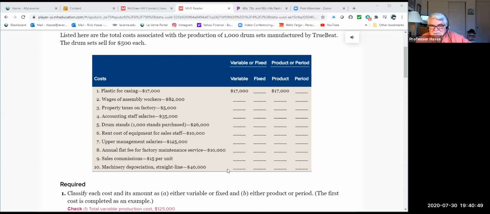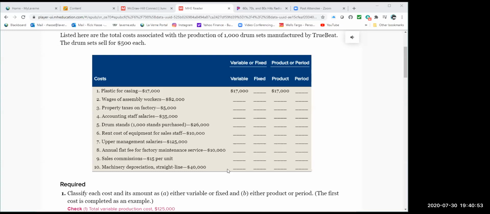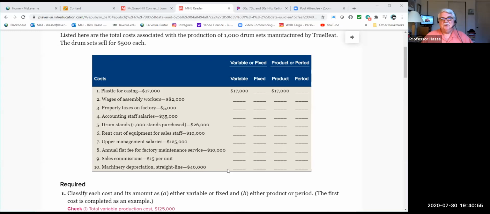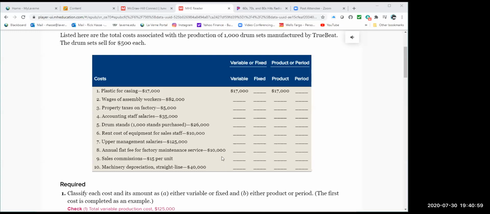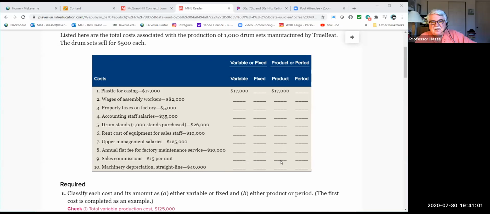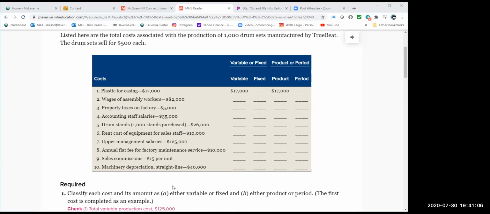Sales commissions are $15 per unit. So if you're in the sales team, for every sale of the drum, you get $15 as a commission. Variable or fixed, product or period? Sales commission, $15 a unit, that would be a variable product.